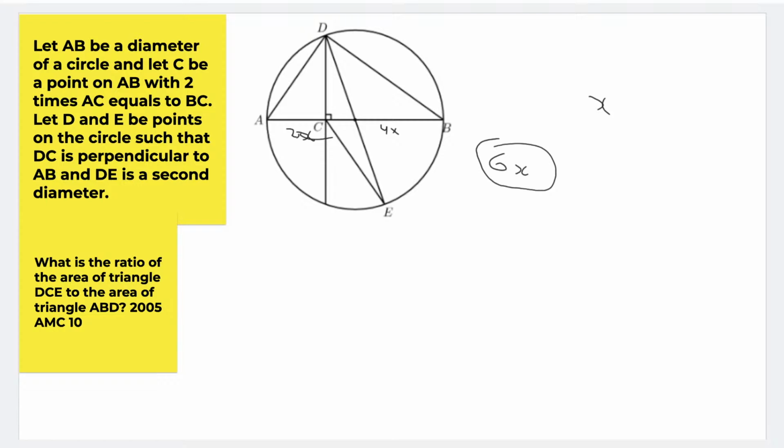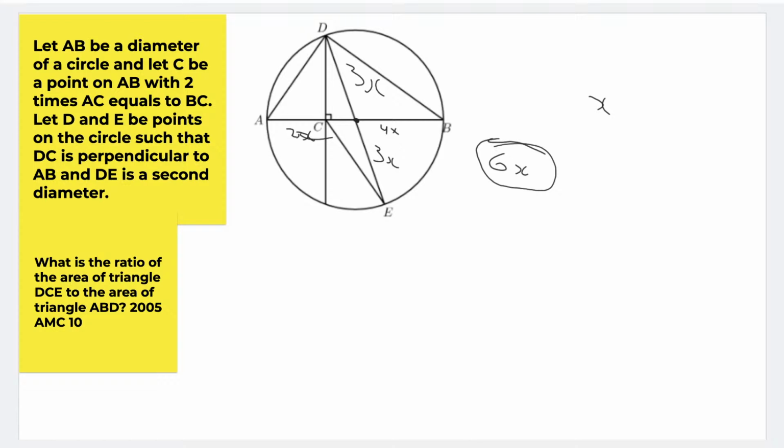It says that D and E are points so that DC is perpendicular to AB, and DE is a second diameter, which means we already found out the diameter is 6x. Where both of the diameters intersect, if you draw lines out, you get the radius. So using that, you know that these are 3x. Now we want to find the ratio of the area of triangle DCE to the area of ABD.